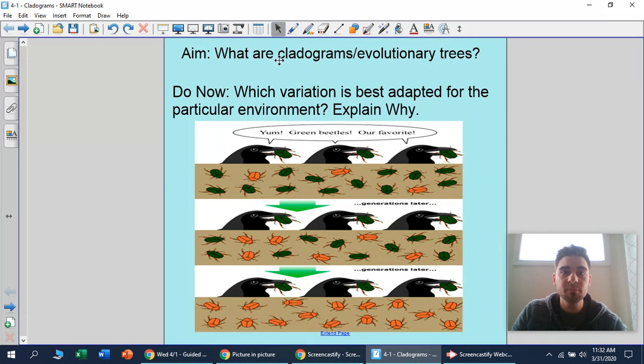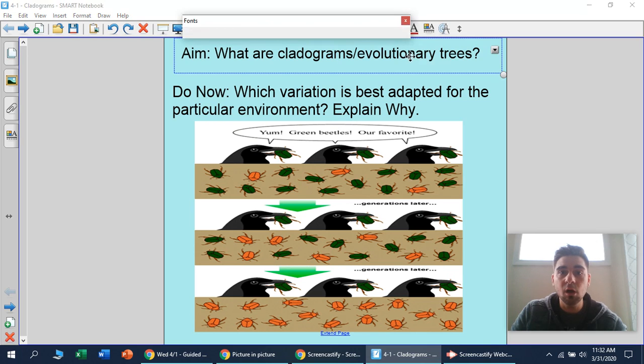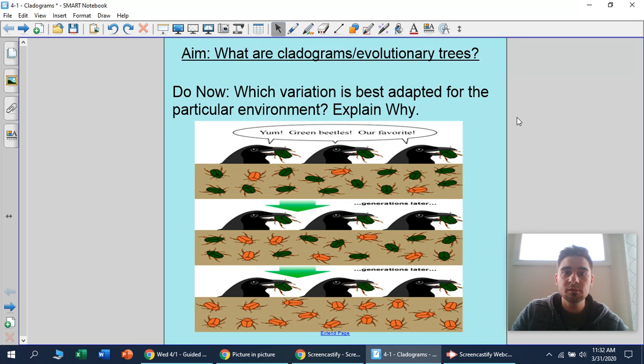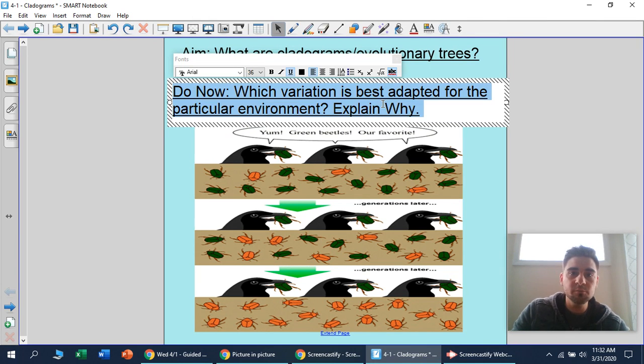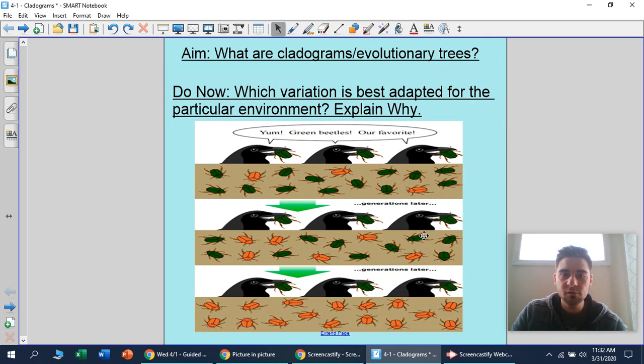Okay, here's our aim. What are cladograms or evolutionary trees? Okay, so make sure you write that down. Also, the do now. You don't have to write the question, please just write the answer. Take a look at this picture here. According to this, which variation in the beetles is best adapted for this particular environment? Explain why. Okay, so I'll give you a chance to answer this and go ahead and pause the video.